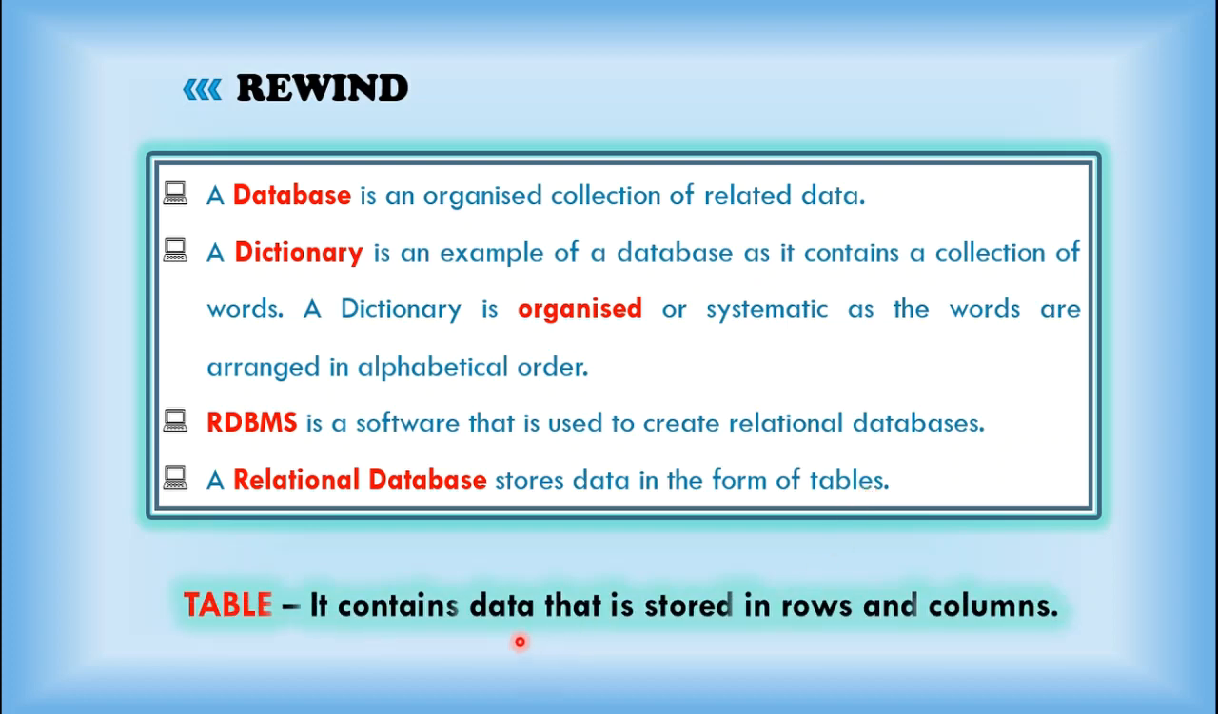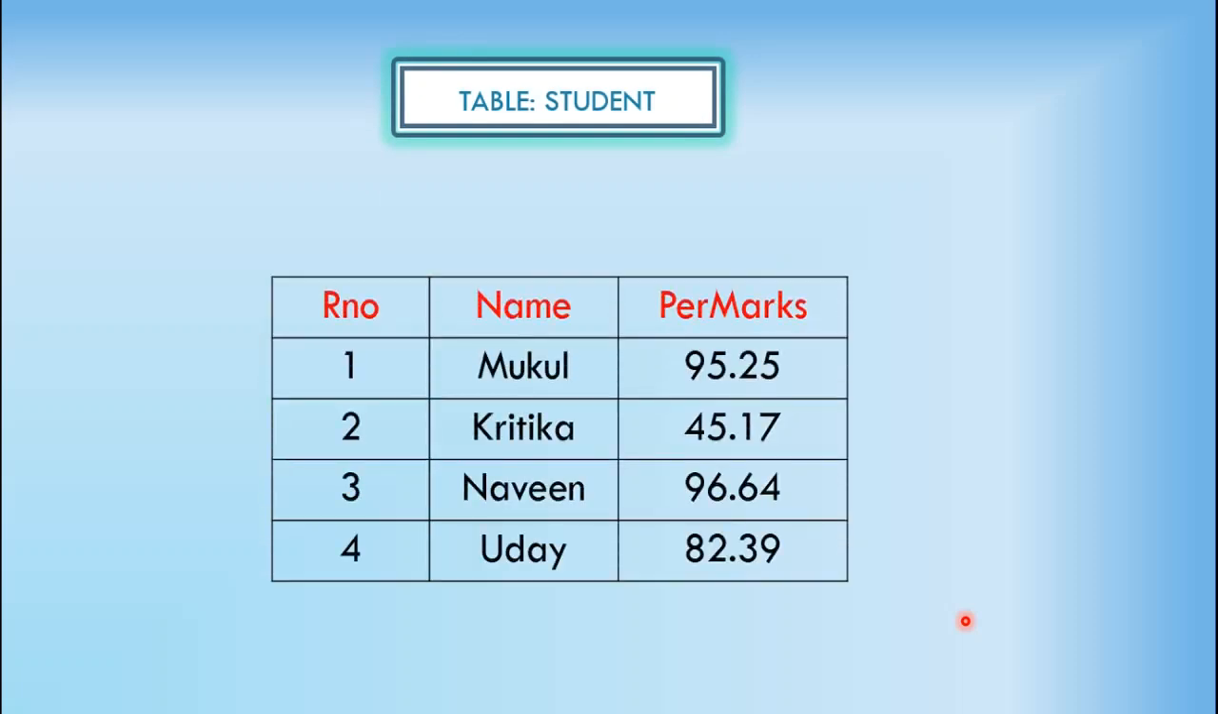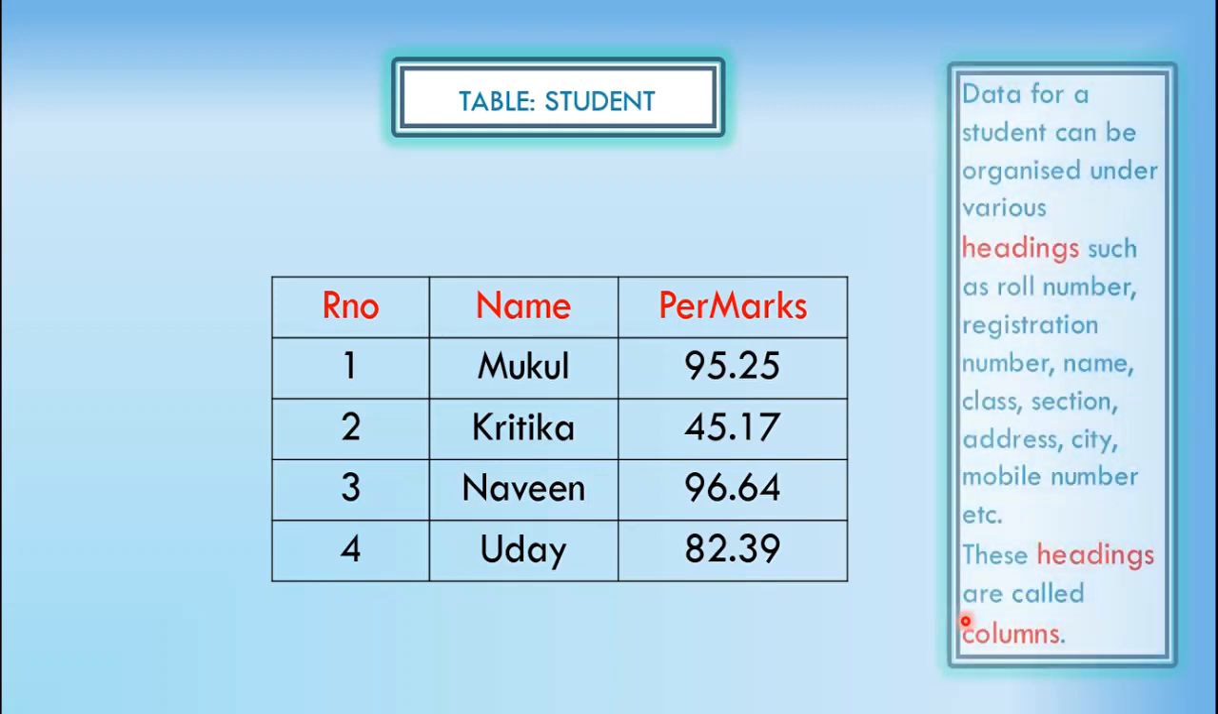A table contains data that is stored in rows and columns. Let's understand with the help of an example. Suppose we want to store data of students as shown below. For a particular student, the data can be organized under various headings such as roll number, registration number, name, class, section, address, city, mobile number, email ID, etc. Our requirement is to store the data of students under three headings: roll number, name, and percentage.